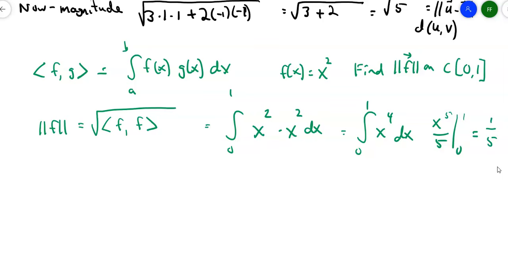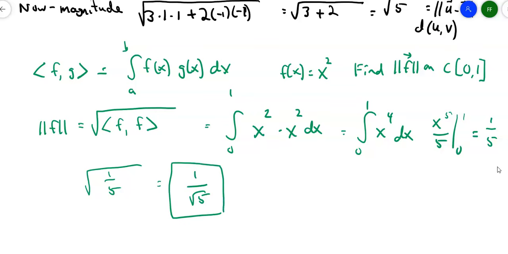But we're not quite done yet, because I've left that radical out. So really, that inner product is 1/5, and I want to take the square root of 1/5. So I can write it as 1 over the square root of 5. If that makes you uncomfortable, you could write it as the square root of 5 over 5. Either way, that's the magnitude of f as defined in that inner product up there. All right, we'll do the second part in a minute.